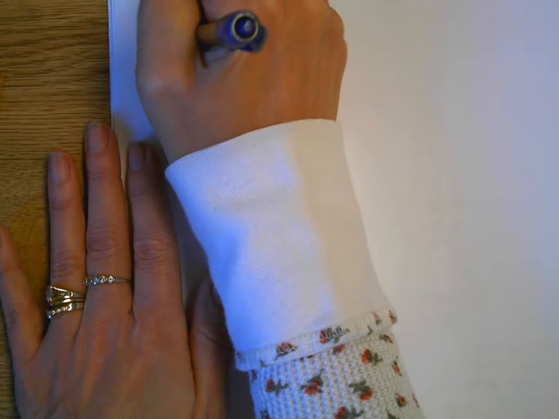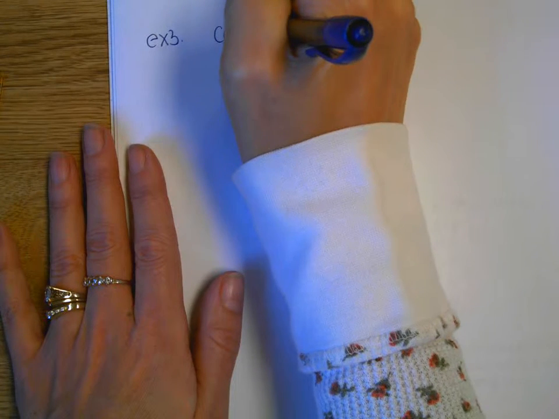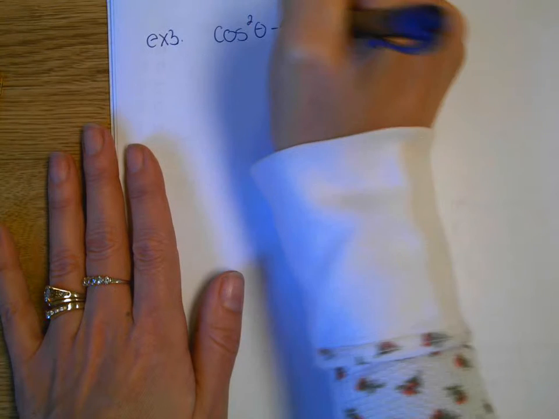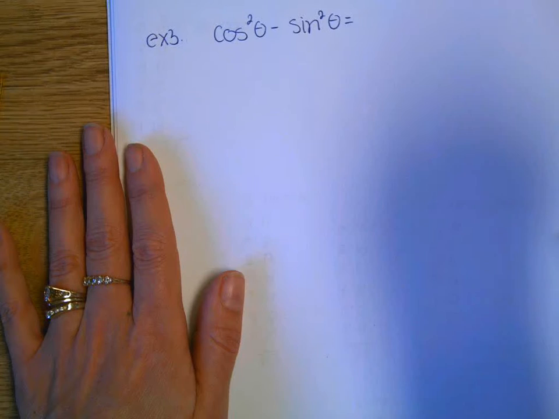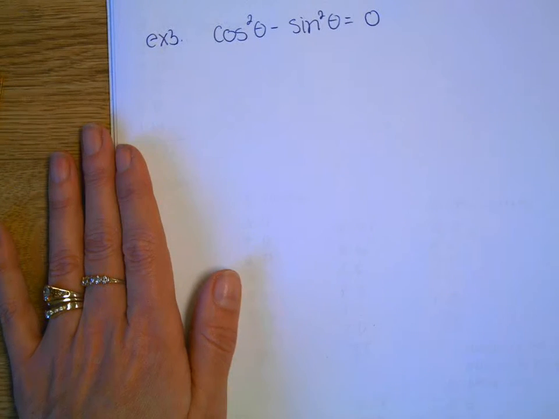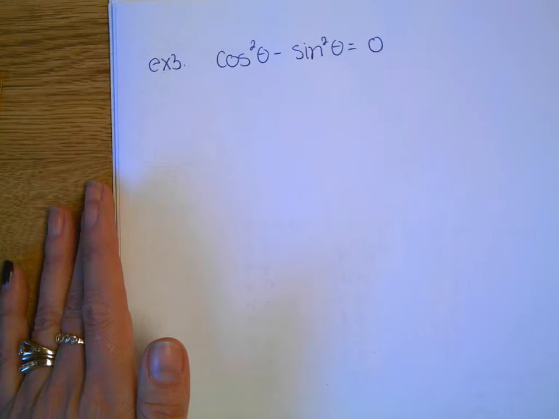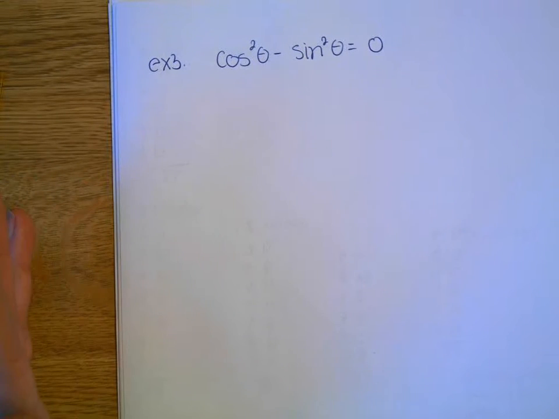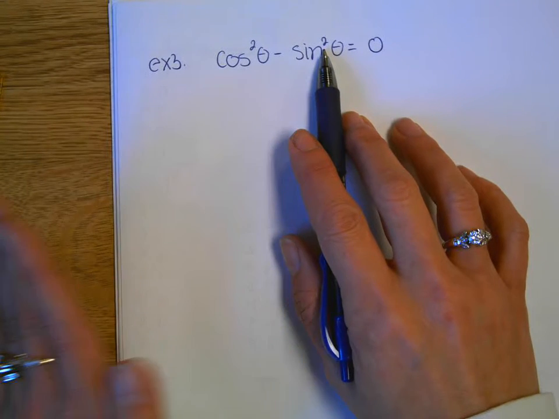Number 3. Cosine squared minus sine squared equals 0. We're gonna do that again. That's a good trick. Anytime you can see those Pythagoreans jump out at you, do that. If you can get it down to one trig function, I think that's a good idea. So we can either replace the cosine squared or we can replace the sine squared. It doesn't matter. Do the cosine.